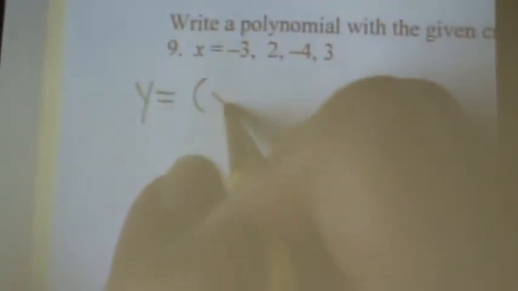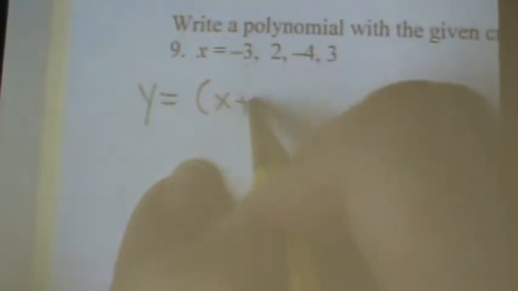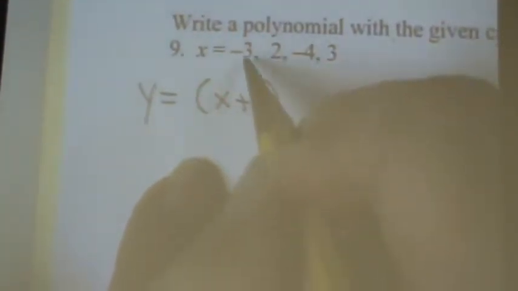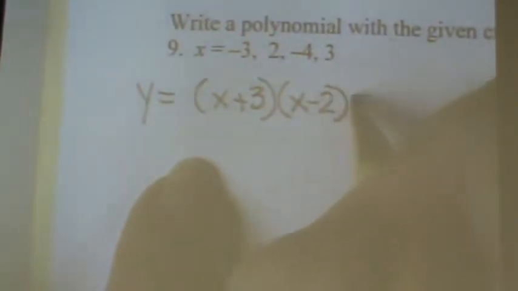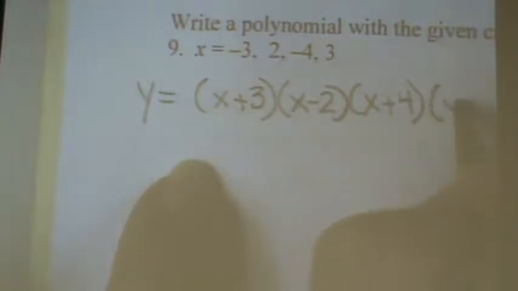Okay, 9 and 10. They're asking you to write a polynomial, but it says in standard form. So this is what I want to see on your paper. I want you to write y equals. Now, take these and write it in factored form first. So it's x plus 3. Remember, it's the opposite. X minus 2, x plus 4, and x minus 3.